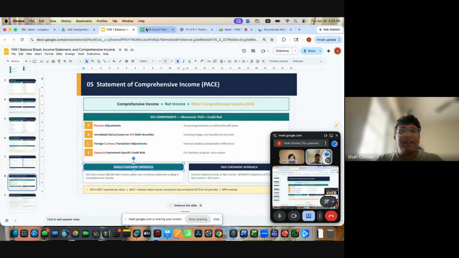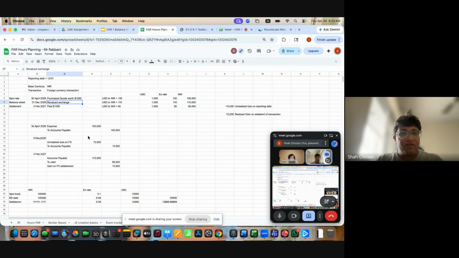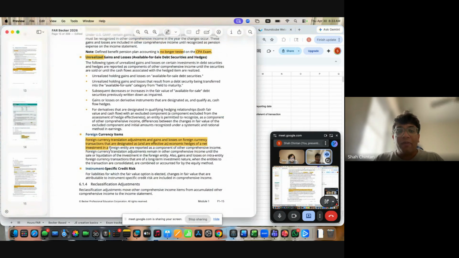हमने 5 मिनट पहले एक example देखा था जहां पर हमारे पास foreign currency transactions gain and losses थे, but these are not foreign entity investments. So all this unrealized gain and loss plus realized gain and loss, everything goes to the income statement only. But अगर आपकी foreign subsidiary है and in that subsidiary you have a foreign currency translation gain and losses, then they go to your OCI. And number four, instrument specific risk, we will see when we go to a specific financial instrument chapter.